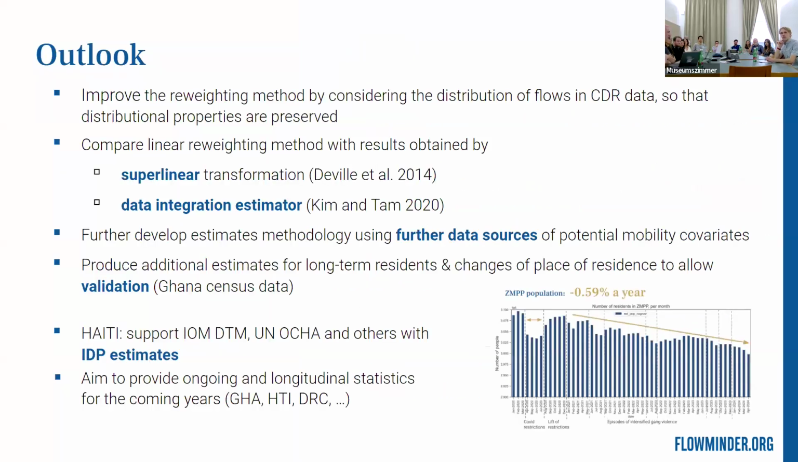I'm closing with an outlook. Some of the steps we are taking now and in the future, we are looking to improve this reweighting method by considering the distribution of flows and resulting distribution of the estimates. Should have the same distribution of properties, and indeed you already see that in the census data. There's various approaches for bias adjustment and weighting suggested in the literature, not just this linear method that we will apply and compare to, but then also publish on.